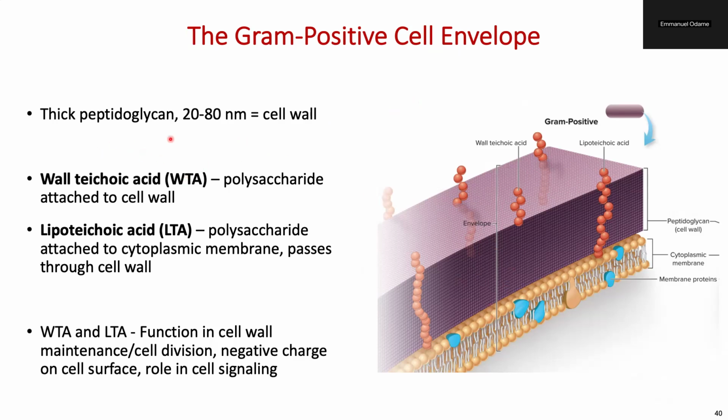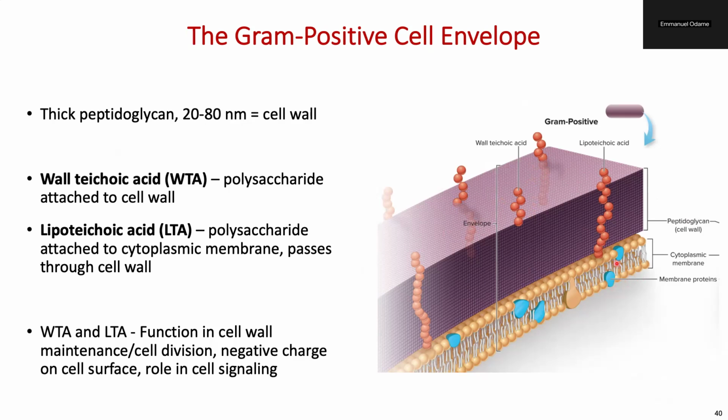They have a thick peptidoglycan cell wall, 20 to 80 nanometers, very, very thick, as you can see from here. Within that, they have wall teichoic acid, which is WTA. It is made up of a polysaccharide attached to the cell wall, and as you can see, it's just present here. They also have the LTA, lipoteichoic acid, a polysaccharide attached to the cytoplasmic membrane, and it just passes through the cell wall itself.